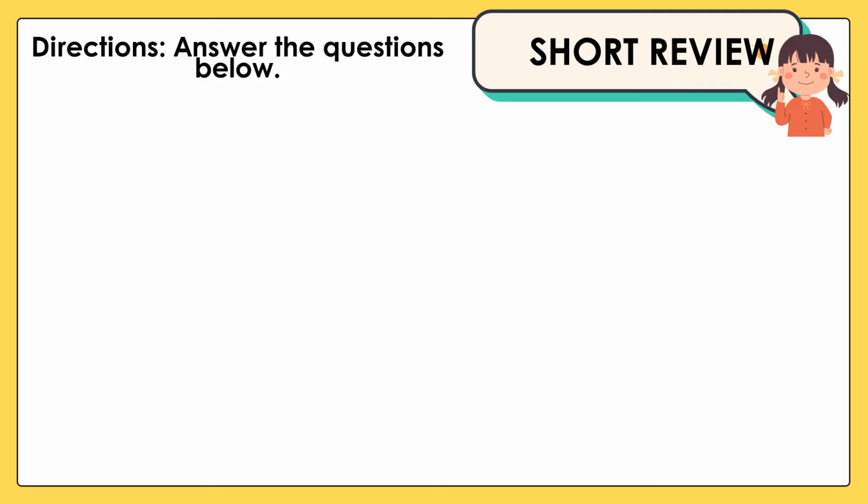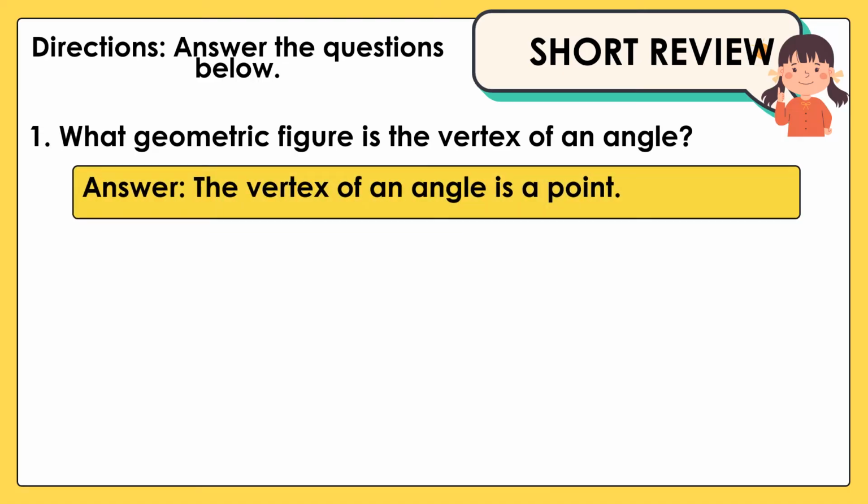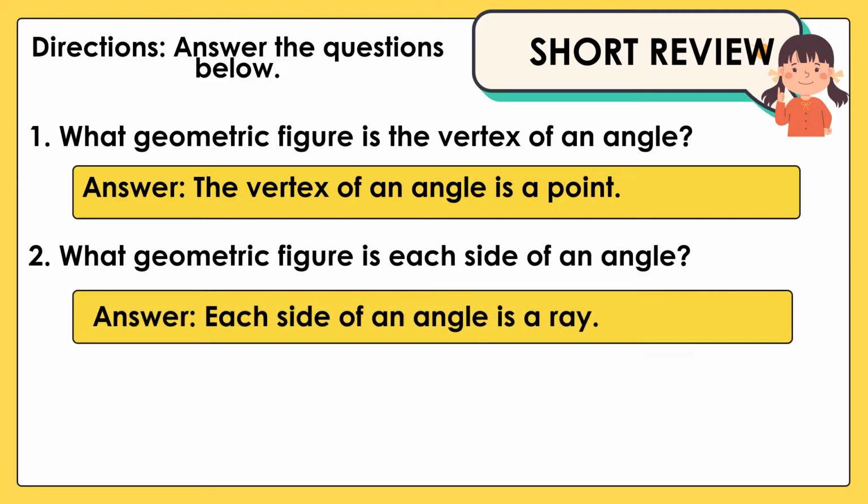Let's have a short review. Number 1. What geometric figure is the vertex of an angle? The answer: the vertex of an angle is a point. Number 2. What geometric figure is each side of an angle? The answer: each side of an angle is a ray.